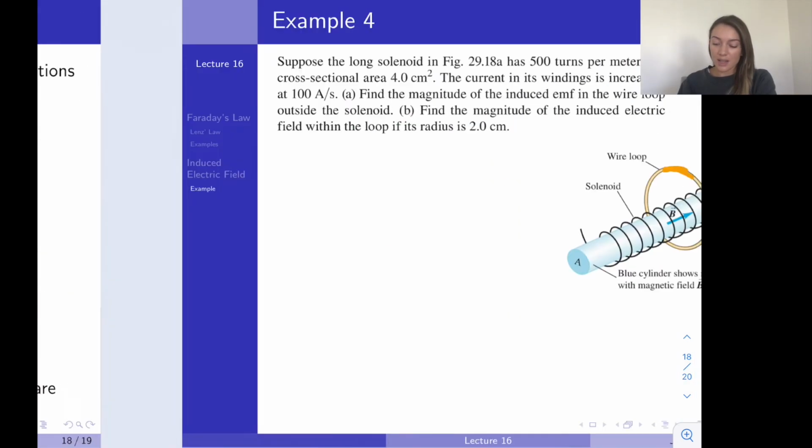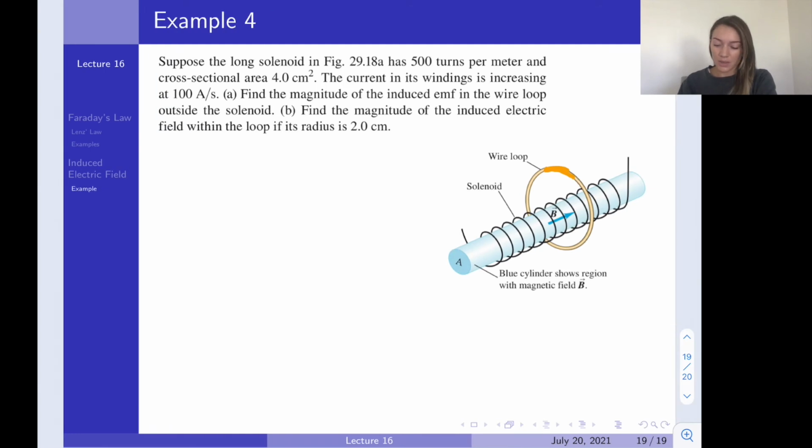All right, so let's do an example using this new Maxwell's equation. So we have a long solenoid, so that's this here. So we have a long solenoid with 500 turns per meter and a cross-sectional area of 4 centimeters squared. The current in its windings is increasing at 100 amps per second. Find the magnitude of the induced EMF in the wire loop outside the solenoid.